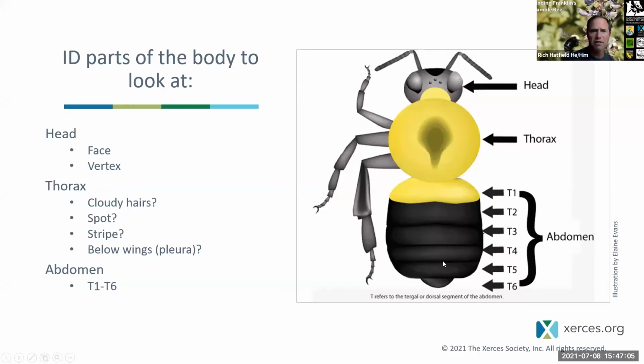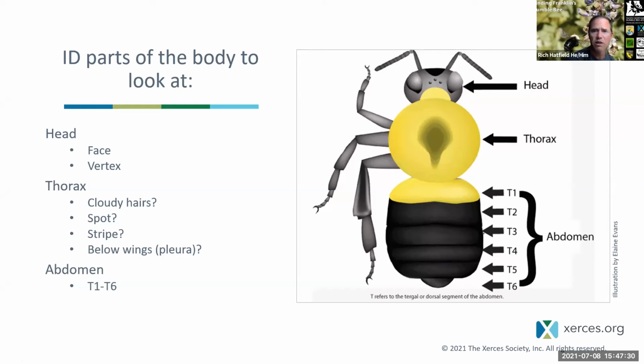So as I go through this, I'm going to talk about different parts of the body. We'll be talking about the head, the thorax, and the abdomen. Bumblebees, like all other insects, have these three body parts. The head is pretty clear. The thorax is where the wings and the legs are attached, and the abdomen is behind that.